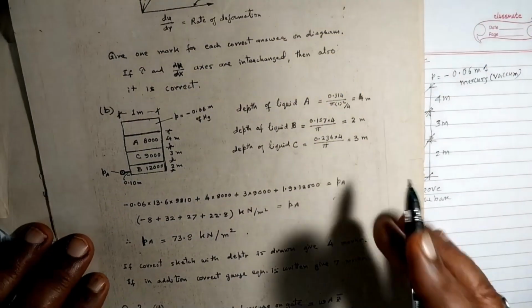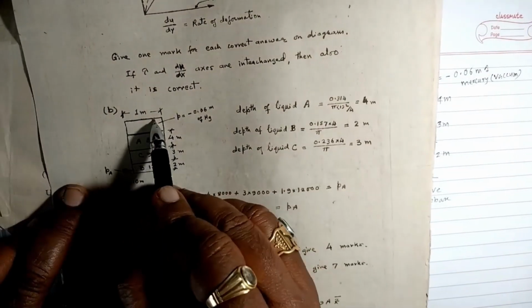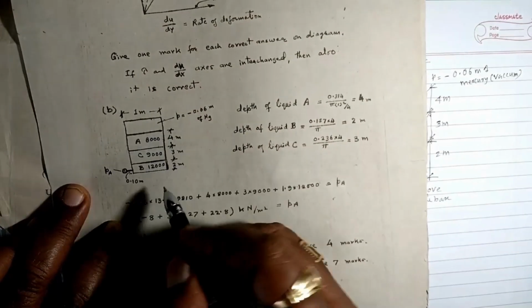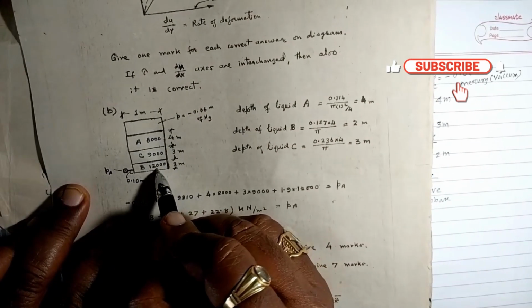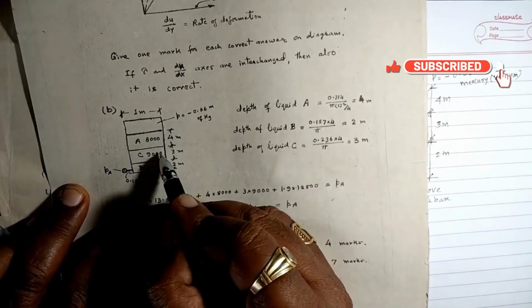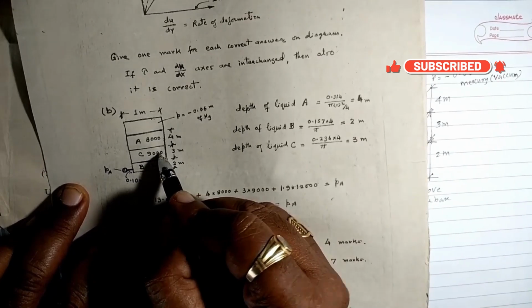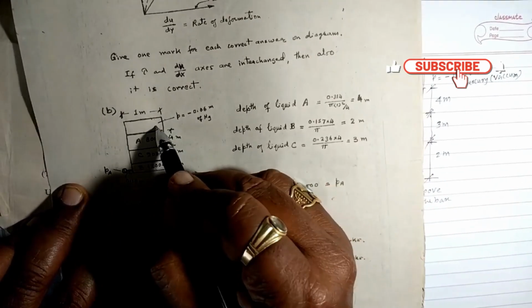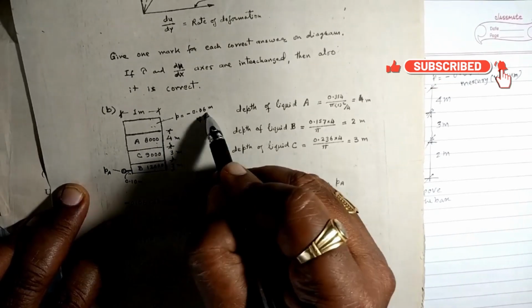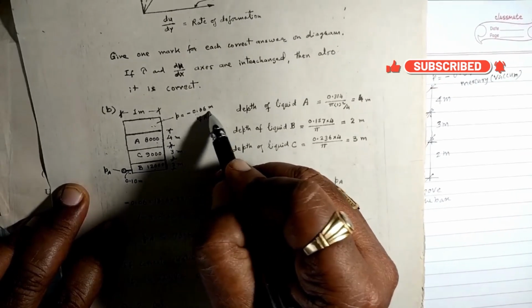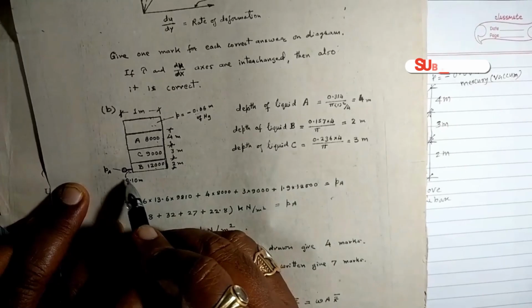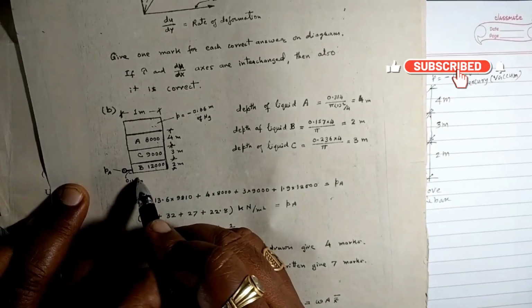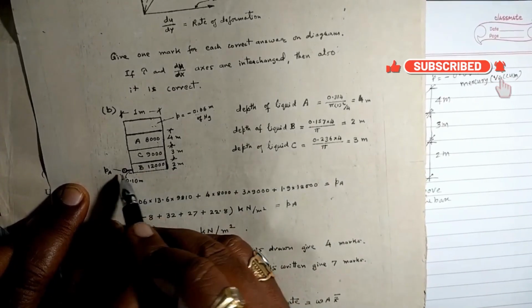So let us consider the problem here. 1 meter is the diameter of that cylinder. The heaviest liquid will lie at the bottom, the still lighter liquid in the middle, and the lightest liquid at the top. Then at the top there is a vacuum of 60 mm of mercury, and the pressure gauge is connected here, 10 cm above the base of the tank.